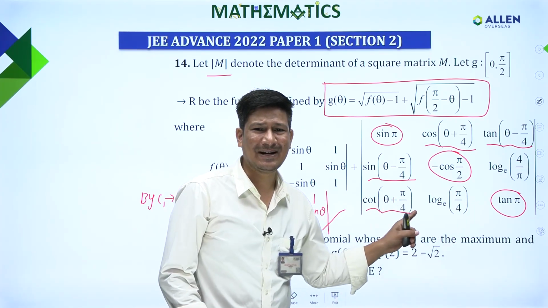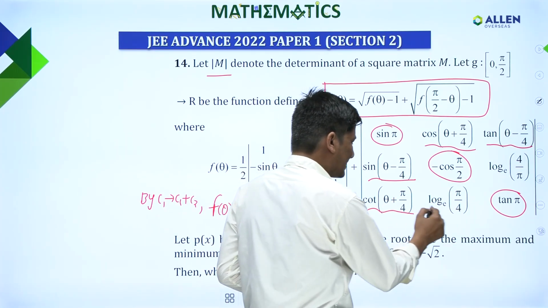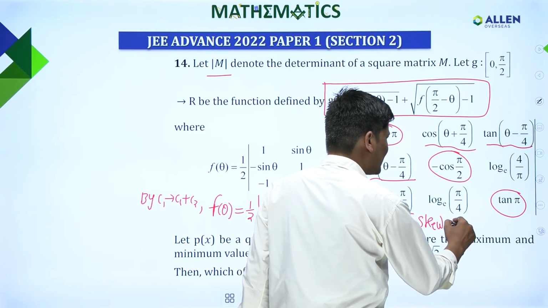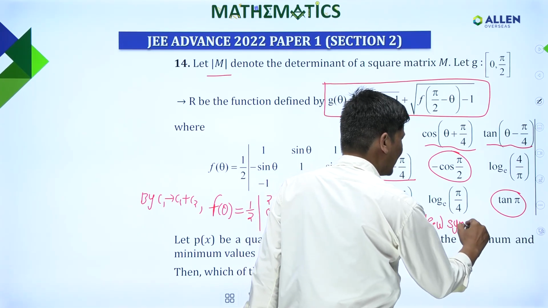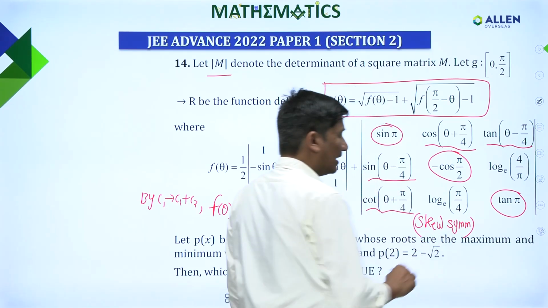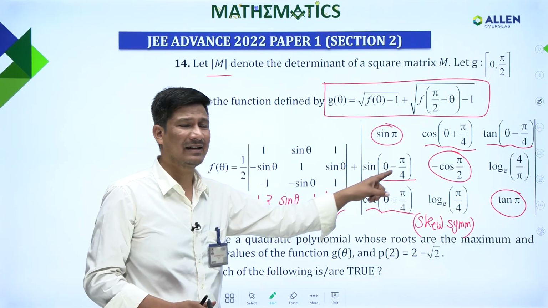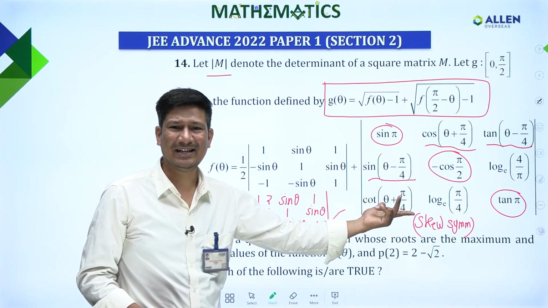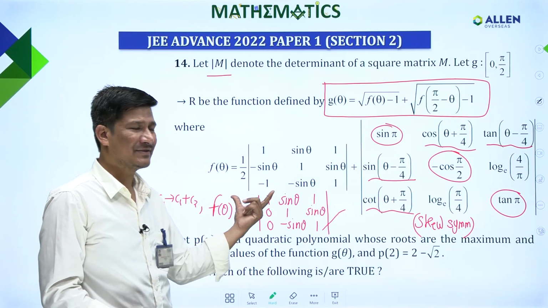So guys, you will see such a property is there for which type of determinant? That one is the skew symmetric determinant. And guys, everybody knows the determinant value of a skew symmetric matrix comes out to be 0. Okay, now ultimately we have to solve this first determinant.